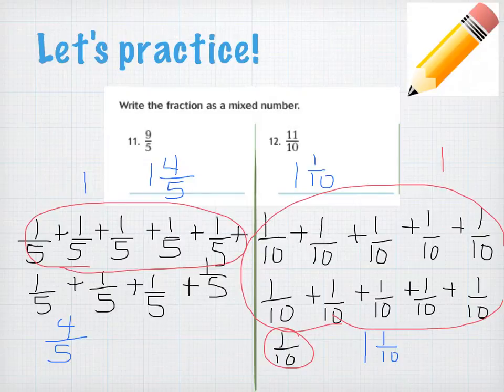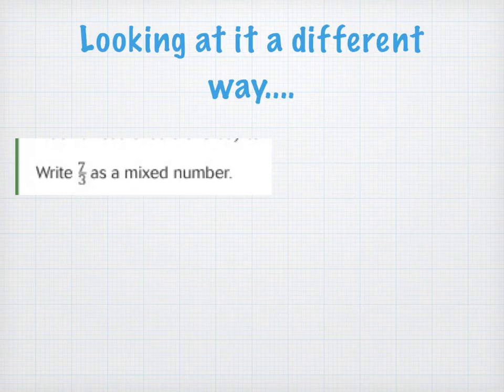Now I know what you're thinking. It took me a while to write out 1/10 11 times. So there must be a shorter way to do this, right? Let's find out. Another way that we can write an improper fraction, or fraction greater than 1, as a mixed number is by using division. What I'm going to do is divide the denominator, or the bottom number, into the numerator.